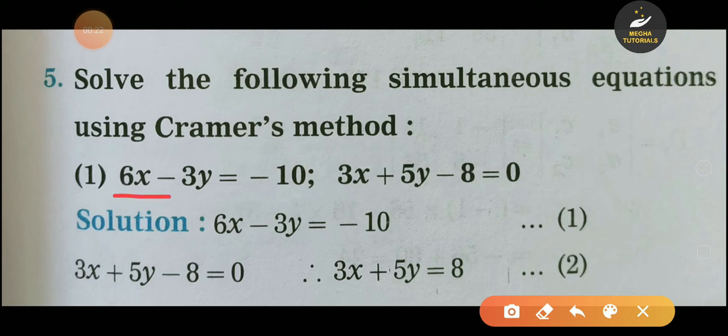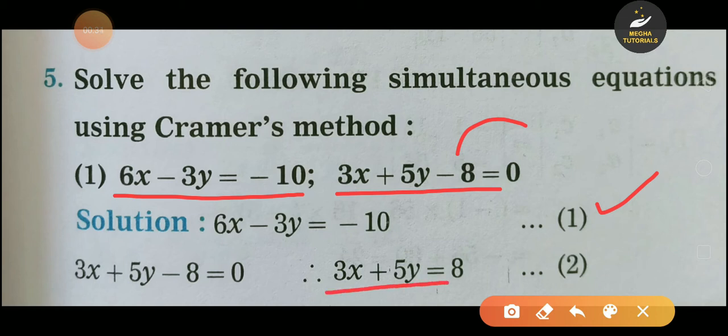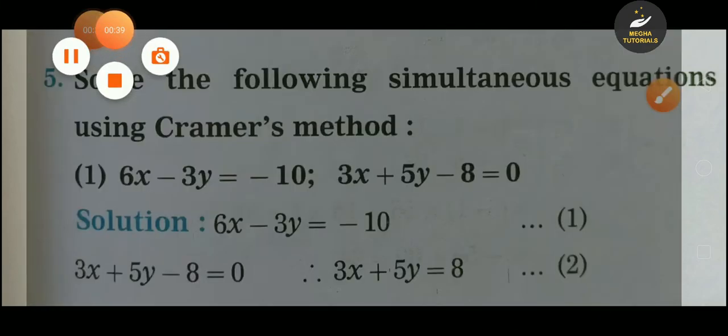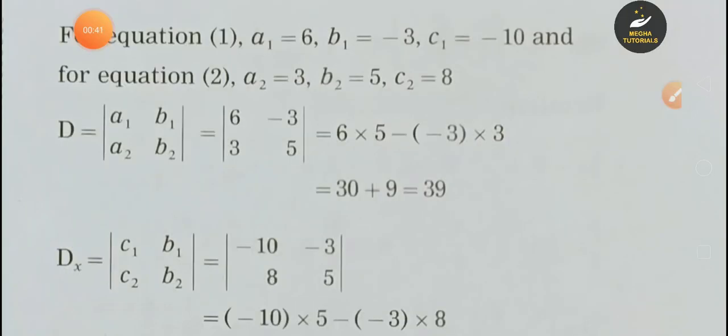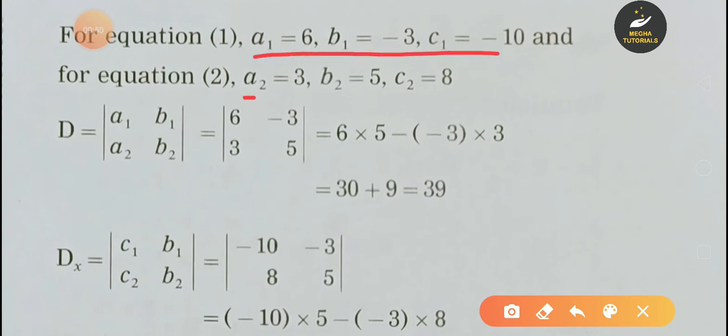First equation is in standard form, that is ax plus by is equal to c. So this is equation 1. Second equation is not in the standard form. We will transpose minus 8 to the right side. So we'll get 3x plus 5y is equal to 8, which is equation 2. Okay. From equation 1 and 2 we can get the values of a1, b1, c1 and a2, b2, c2. Okay. So these are the values of coefficients and constants.